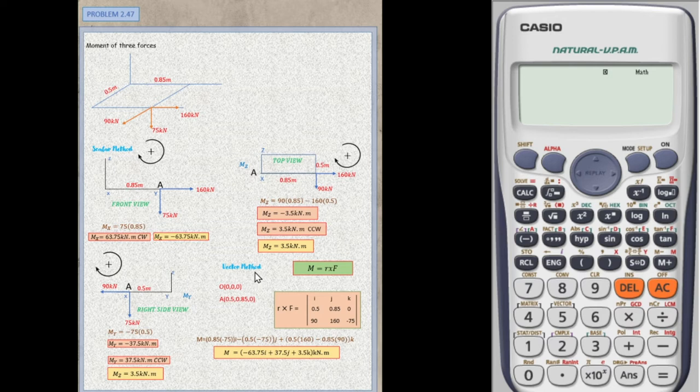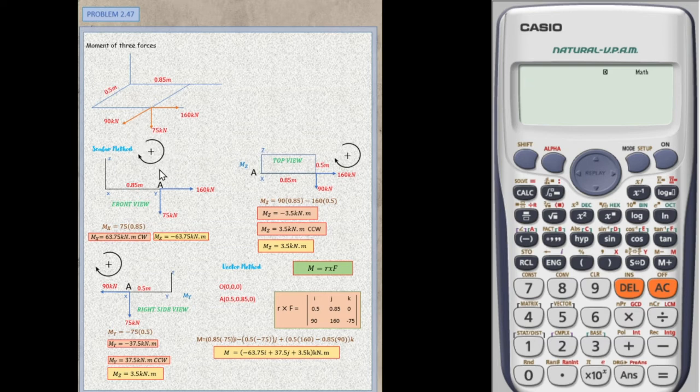Since the vector method has a direction, if you solve it using the vector method, it will definitely give you the direction of our moment. So here, as you can see, we have a negative direction for the x-axis, positive for y, and positive for the z-axis. I like the scalar method, so it will just be based on your assumption. For example, I assume clockwise positive. Again, guys, this is just an assumption, so you can assume counterclockwise positive.